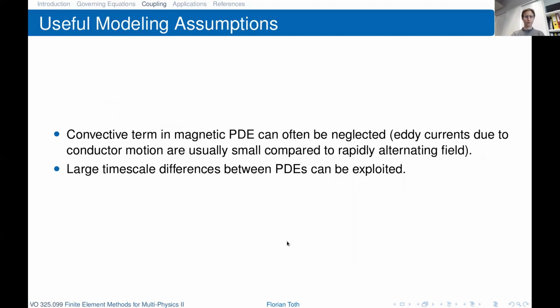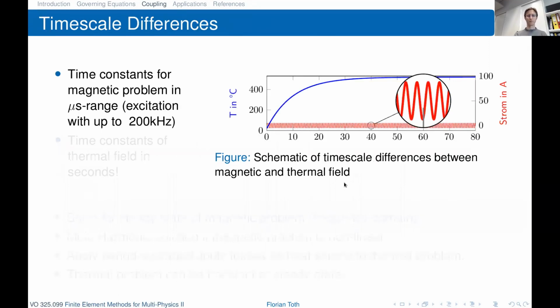There are a few useful modeling assumptions. The convective term in the magnetic PDE can often be neglected. So the eddy currents induced by the motion of the structure are usually not significant in comparison to the alternating field. And we can exploit these large timescale differences between the PDEs. So let's look at what is meant by these timescale differences.